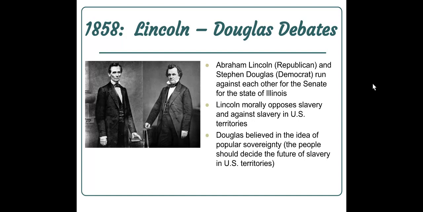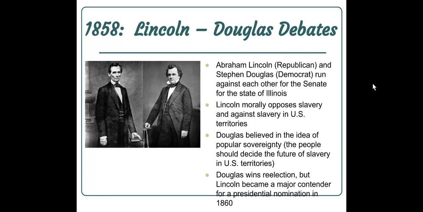Douglas believes in the idea of popular sovereignty. So he feels that it should be left up to the states to decide if they want slavery in their territories. Now, Douglas ends up winning the re-election because he is the incumbent, but a lot of people start looking at Lincoln as a contender for the presidential nominee for the Republicans. And that is going to come up in about 1860 for the presidential election in 1860.